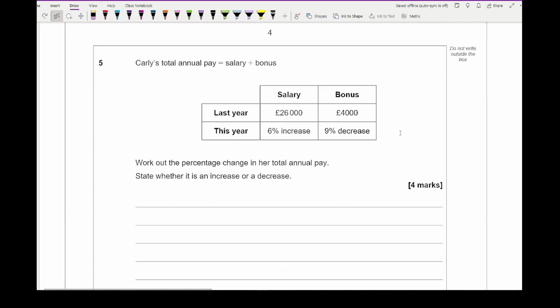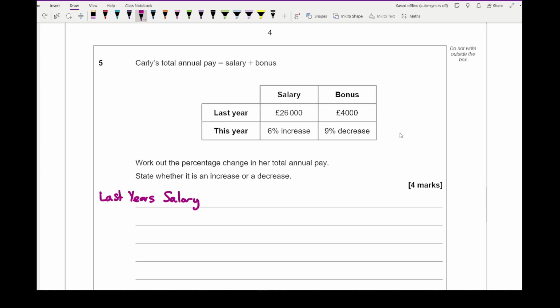Moving on to question 8, it says Carly's total annual pay is equal to a salary plus a bonus. Work out the percentage change in her total annual pay, and state whether it's an increase or decrease. So with this particular question, with it being worth 4 marks, the first thing we need to do is find out what last year's pay was. So last year's salary.